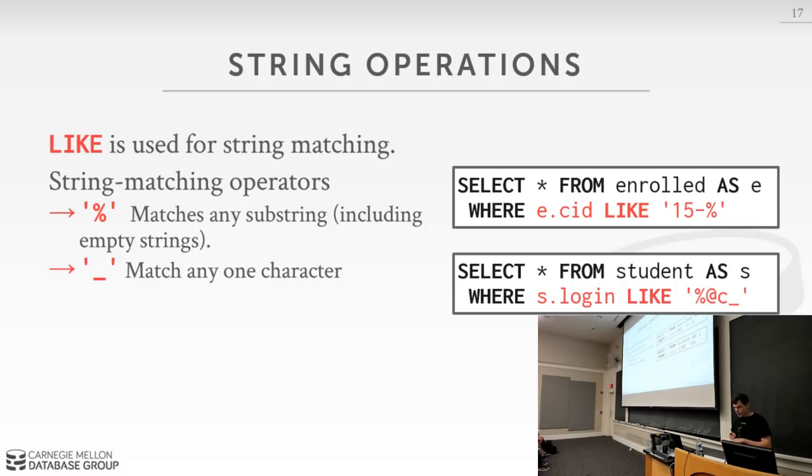Now I showed this before, how to do the LIKE clause, but essentially it allows you to look for string matching. LIKE is basically trying to match some wildcard in your string with another string. For whatever reason, instead of using a star like most other things, they use the percent sign. The percent sign means any substring of zero or more characters, and the underscore means exactly match one character. Say I want to get all the course IDs from the enroll table that start with 15, so 15-445, 15-721. I would use the percent sign like that. And say I want to get all the students where the login ends with @c and then some wildcard, I would use a single underscore for that.